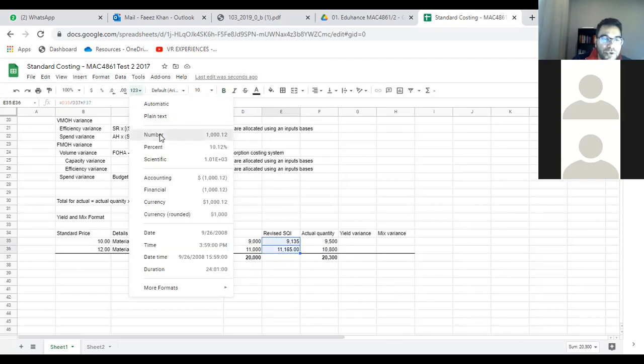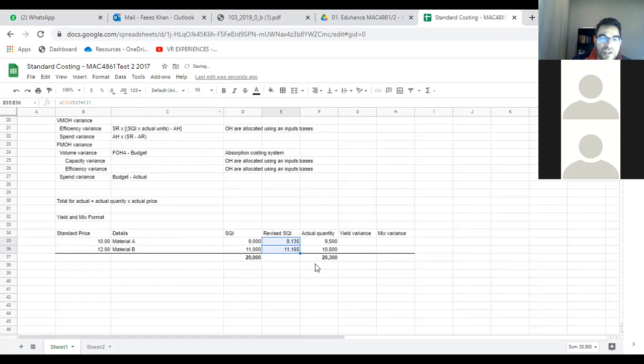So all we are doing, you're going to see now, if I add this up, you can see the revised quantity equals the actual quantity. All the revised quantity is doing is saying, given the actual quantity used, so we used 20,300 meters, what should it have been if we had to use the standard weightings? That's all we are doing. That's why we call it the revised SQI.